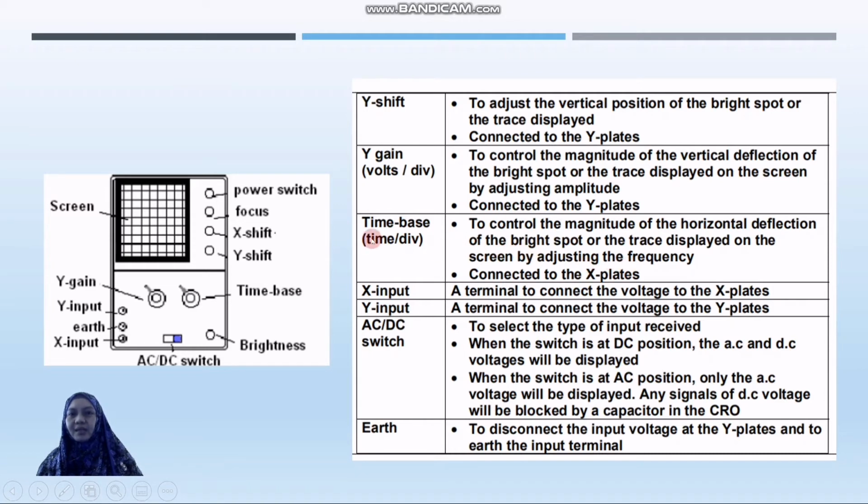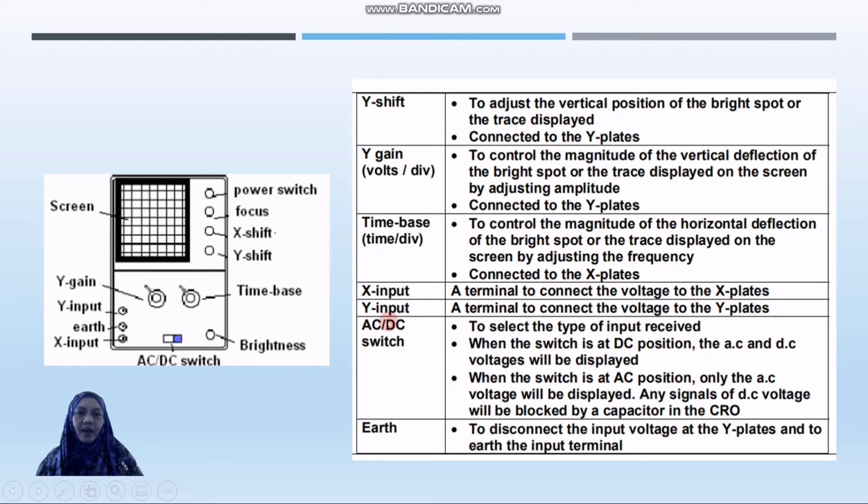So later, the setting on the time base can be used to determine the period and the frequency of the traces or the signal that appear on the screen. Then we have the X input and the Y input, which are terminals connected to the voltage to the X plates and to the Y plates.